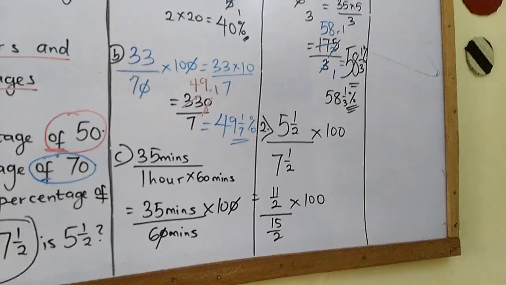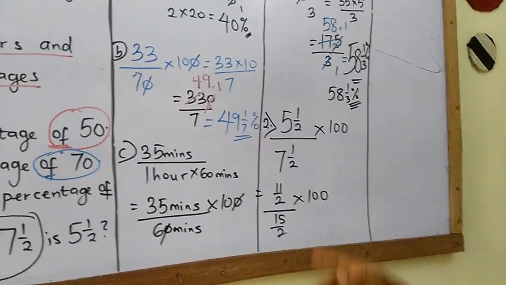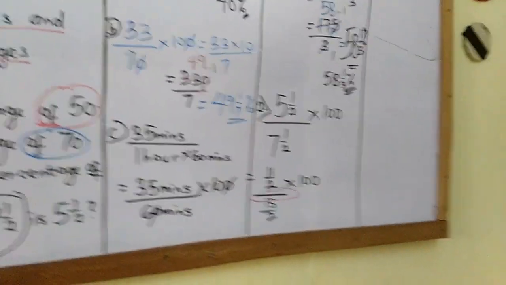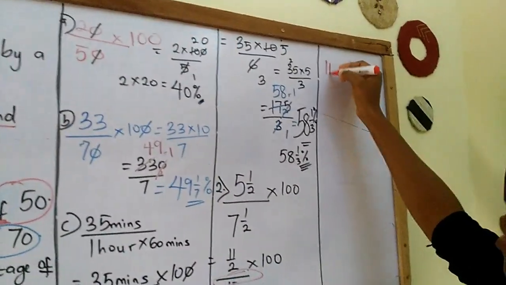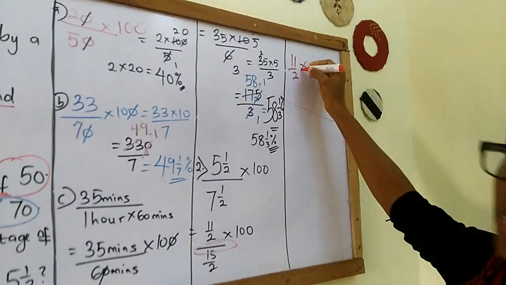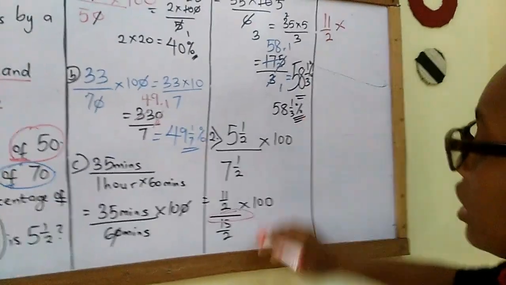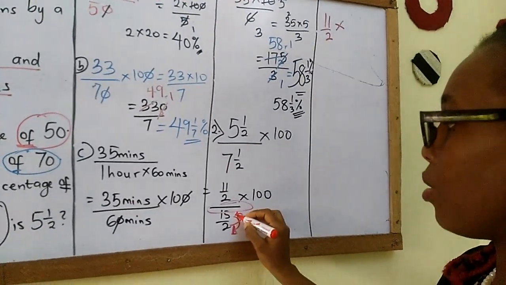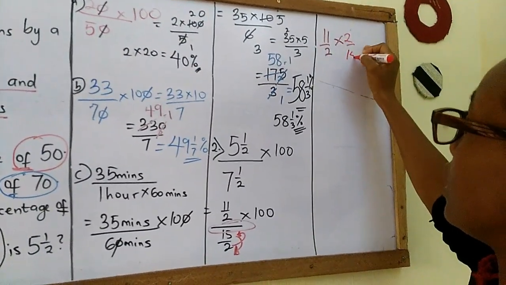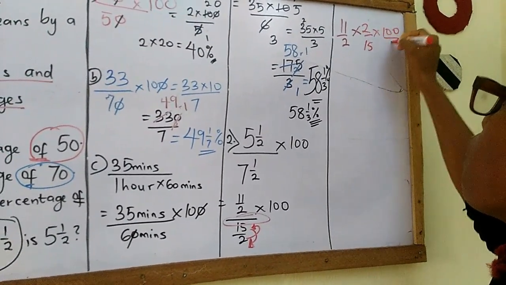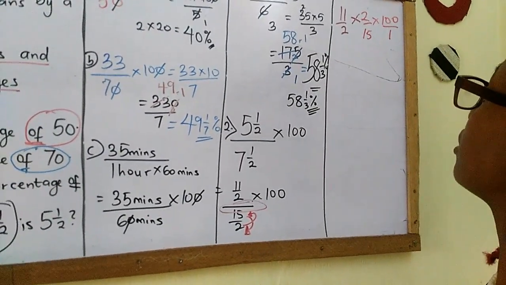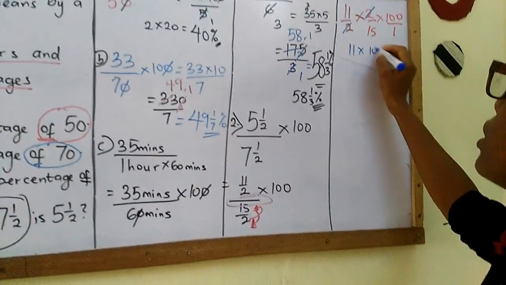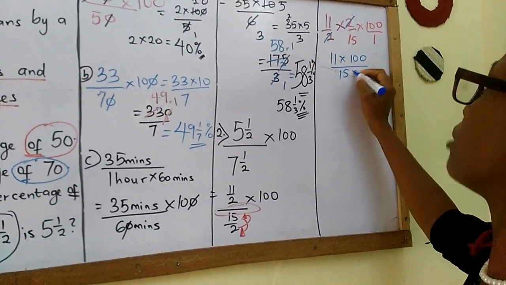Now, in our previous classes, we talked about how you cannot divide directly. So we have to reverse this divide to multiplication. So we have 11 over 2 times, that is, we are changing this divide to times. When you change divide to times, the numerator comes down and the denominator goes up. So we have 2 over 15 times 100 over 1. Now going further, 2 here is cancelling this 2. So we have 11 times 100 over 15 times 1.